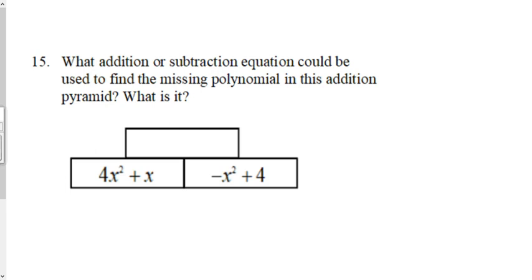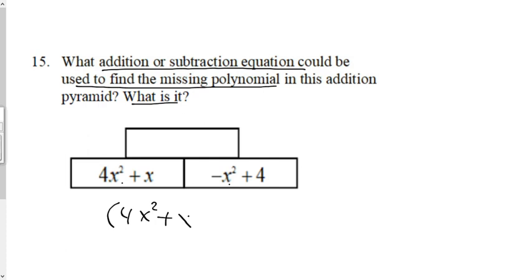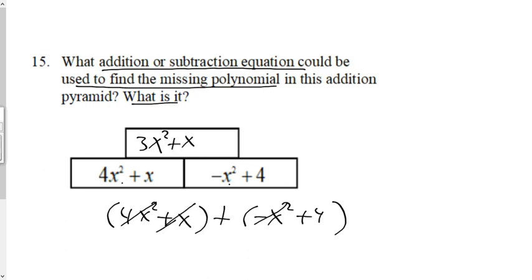Question 15 is, what addition or subtraction equation could be used to find the missing polynomial, and what is it? Two parts. Because this is a sum, we're going to take the bottom and add it to the top. This is the actual expression we would use to solve for the top one. Gather like terms. These two would form a positive 3x squared. These two, there's no other x's, so a positive x stays by itself. There is no more constant, so it stays by itself. And therefore, your answer would be 3x squared plus x plus 4.